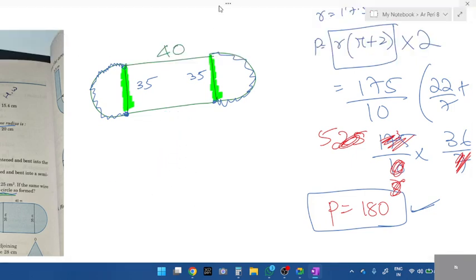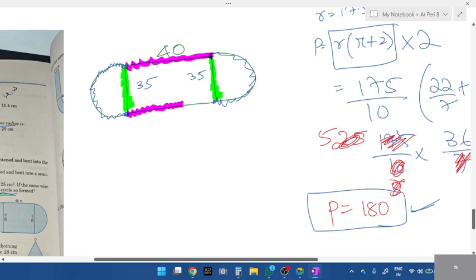The meaning of perimeter is it's the outer boundary, students. Perimeter is the outer boundary. So I've taken the pink one, 40. Opposite to that, the other one is also 40.